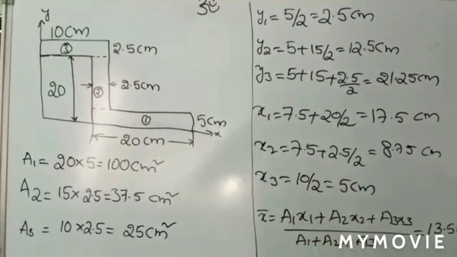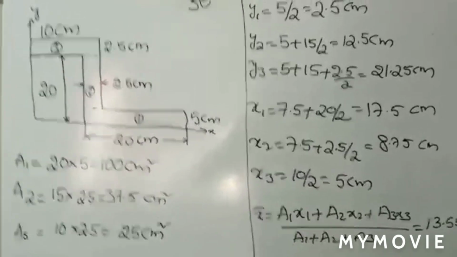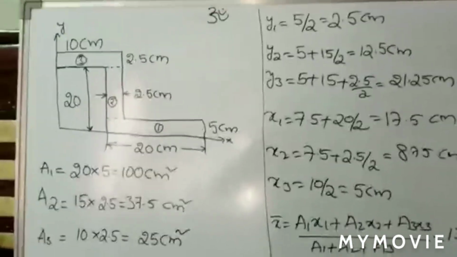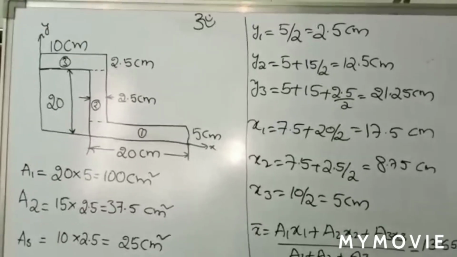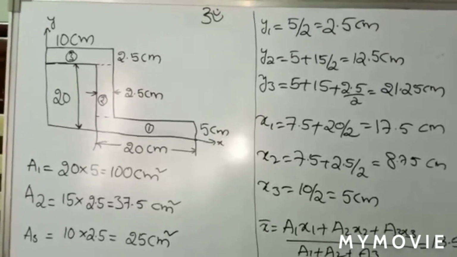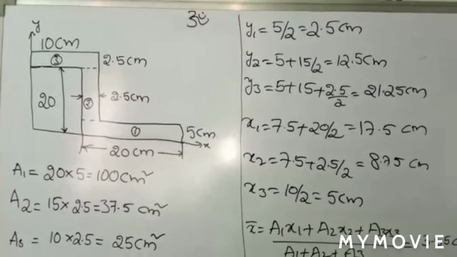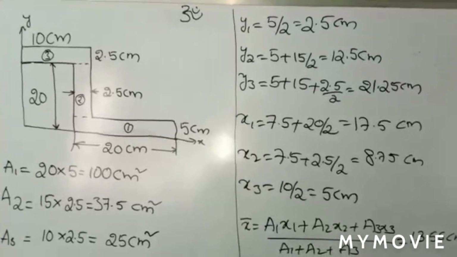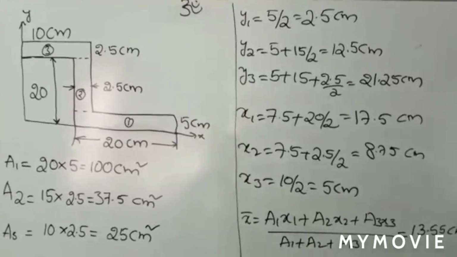So area-wise we do not have any problem, because we conveniently divided into a number of steps: part 1, part 2, part 3. It is very important while solving the problem how many parts you divide into, and what the shape of each part of the cross section is. I already told you not to go for any complex division. Make it as easy as possible. That is a very important point to remember.